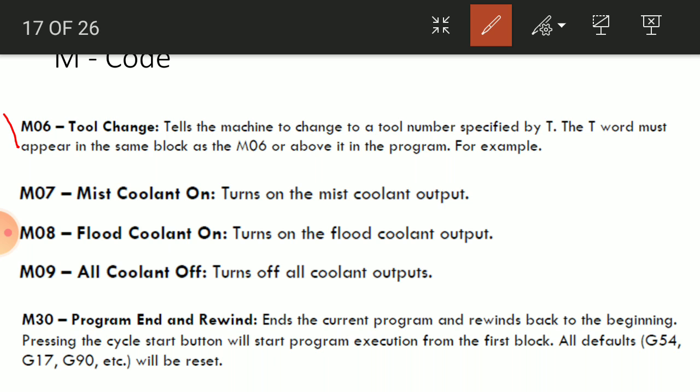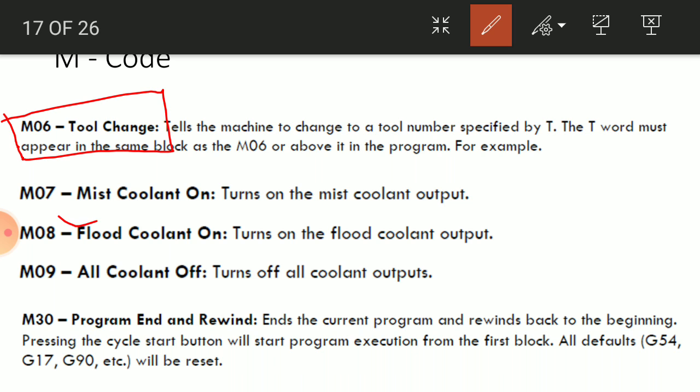M06 is for the tool change. Whenever we have to change the tool, that means after performing one operation, suppose we have to perform another operation on the same workpiece, at that time we have to change the tool. For that purpose we are using M06.